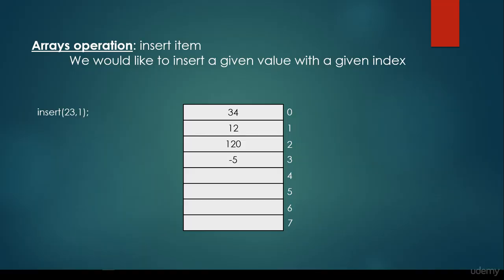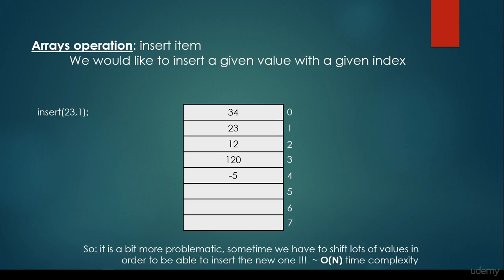We can insert an item for a given index. So for example, I would like to insert 23 to the index 1. So we have to search for index 1. It is quite fast, but we come to the conclusion that this slot is occupied in the sense that we have to shift every item in order to be able to make space for this 23 value. So after moving these values, we are able to insert the 23 to the index 1. So it is a bit more problematic.